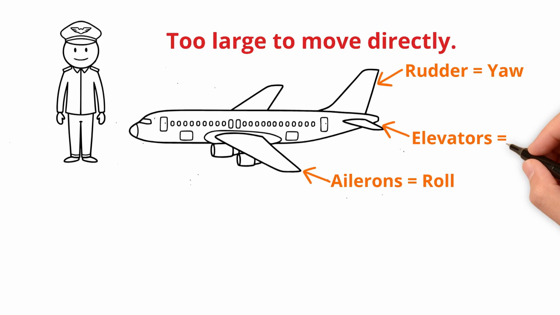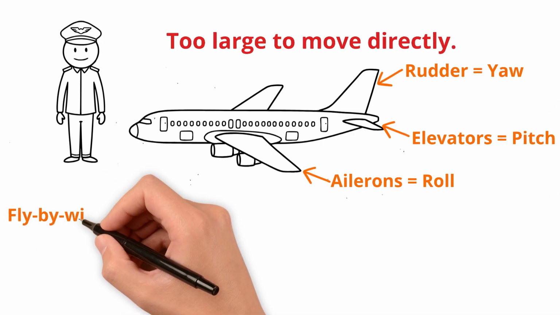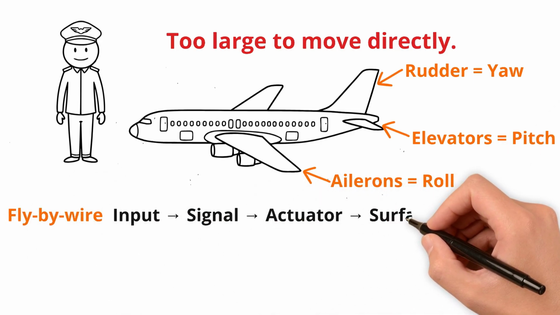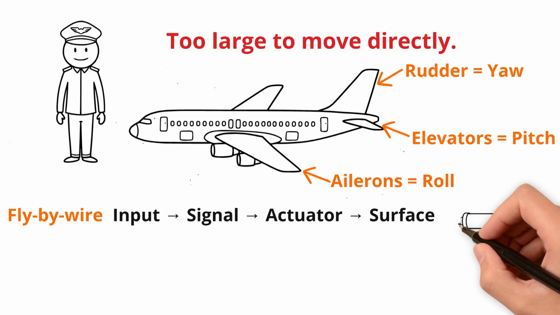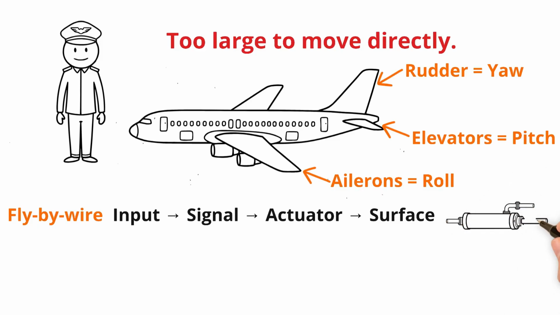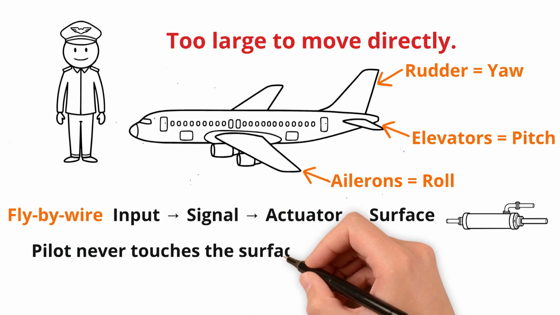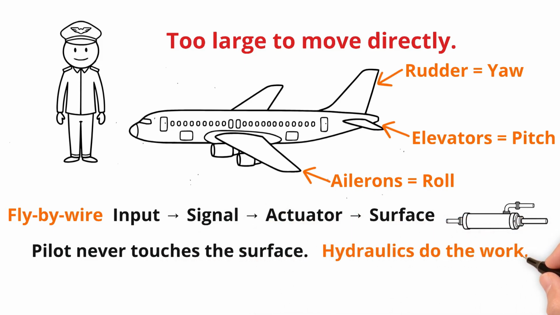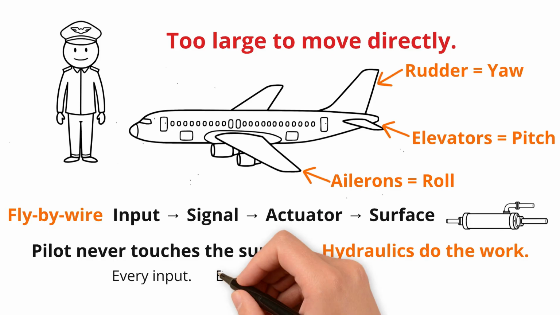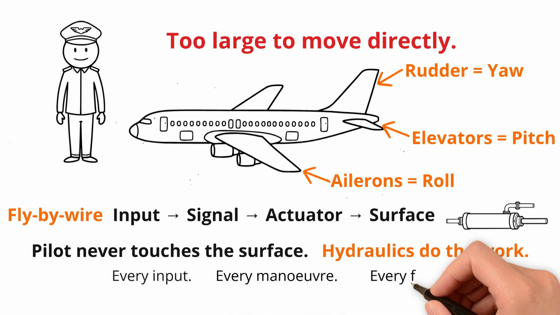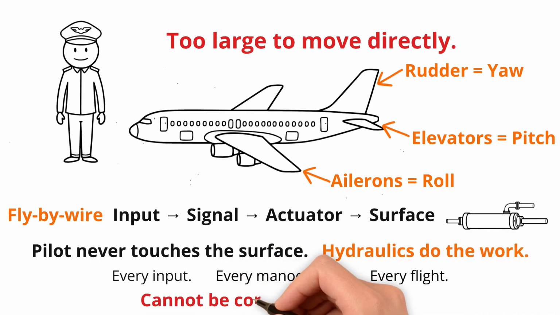On modern fly-by-wire aircraft like the Airbus A320, the pilot's input is converted to an electrical signal which commands a hydraulic actuator, which moves the surface. The pilot never physically touches the surface. Hydraulics do the work, every input, every maneuver, every flight. Without hydraulics, a commercial aircraft cannot be controlled. That's how fundamental this system is.